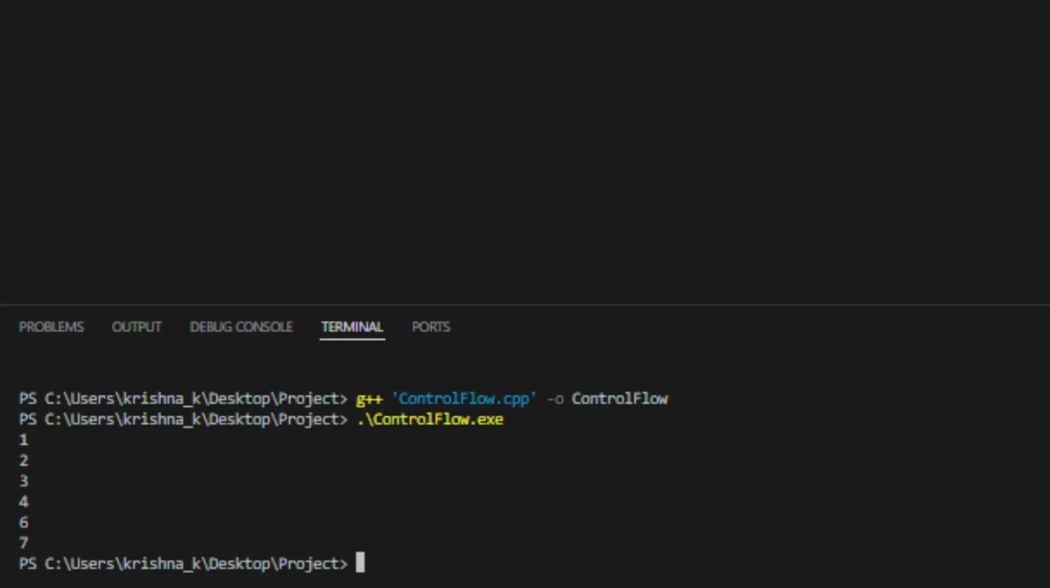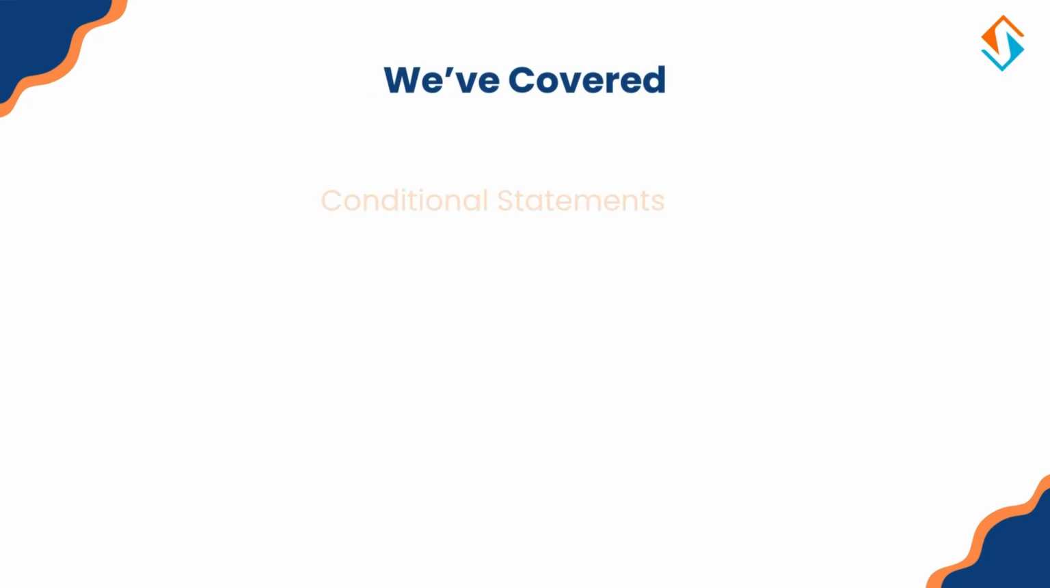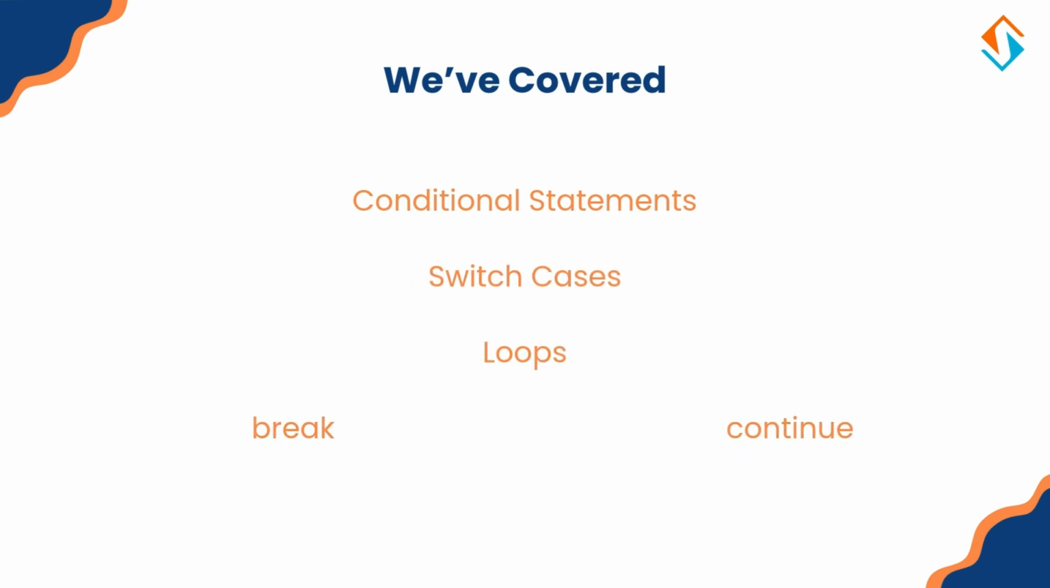And that's the basics of control flow in C++. We covered conditional statements, switch cases, loops, and even break and continue. These tools are essential for writing dynamic, flexible programs.